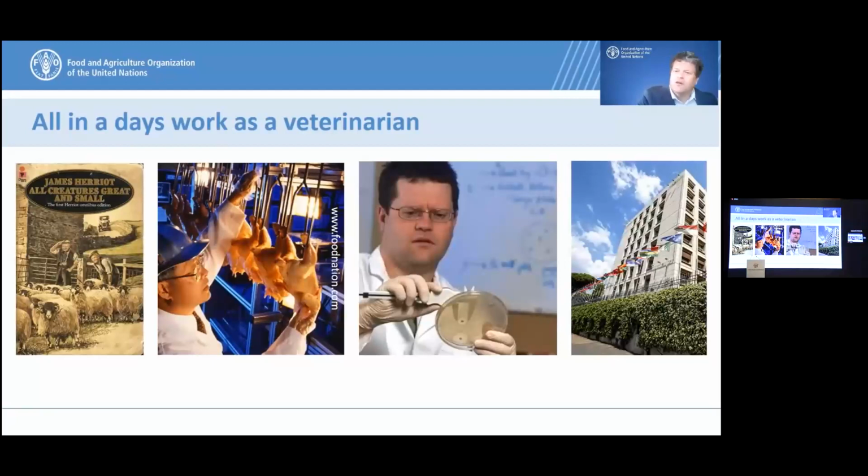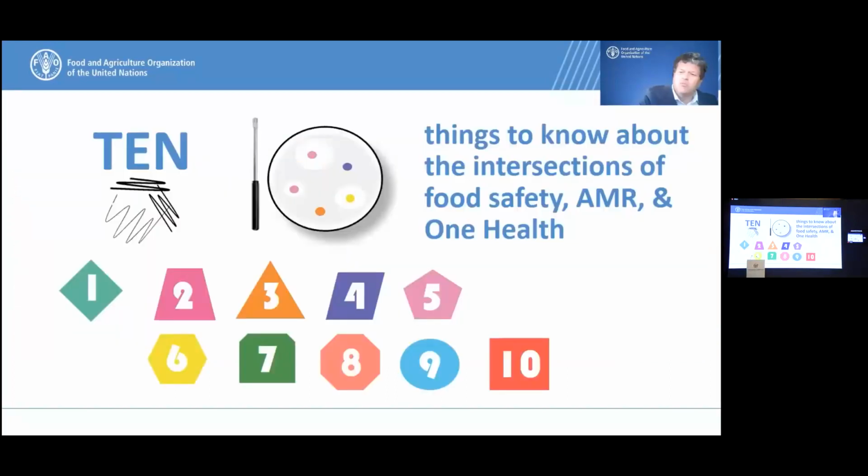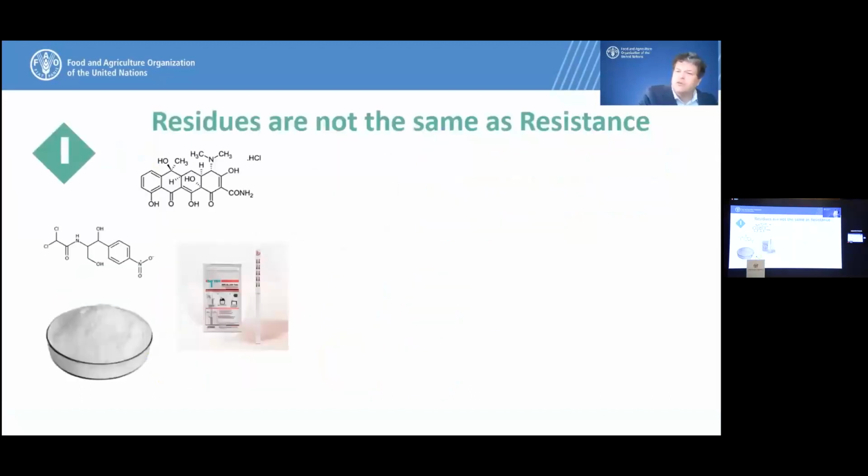With that said, let's move to the primary purpose of this talk about this intersection. I want to give you 10 bullet points about the most important things that you need to know about food safety, AMR, and One Health. Let's start with the first one.